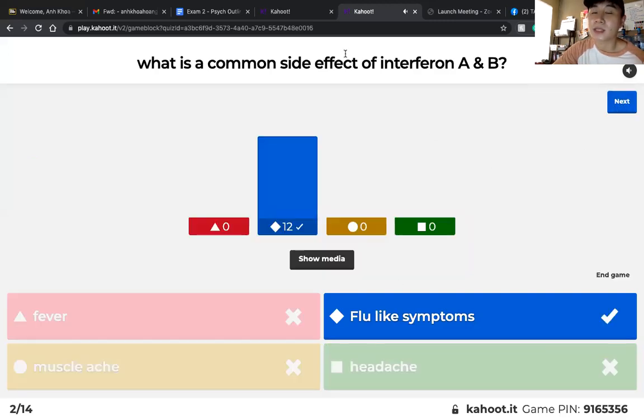All right, so flu-like symptom is a common side effect of interferon A and B. We do not hold the drug if the patient shows signs of flu-like symptoms because it's just a common side effect.